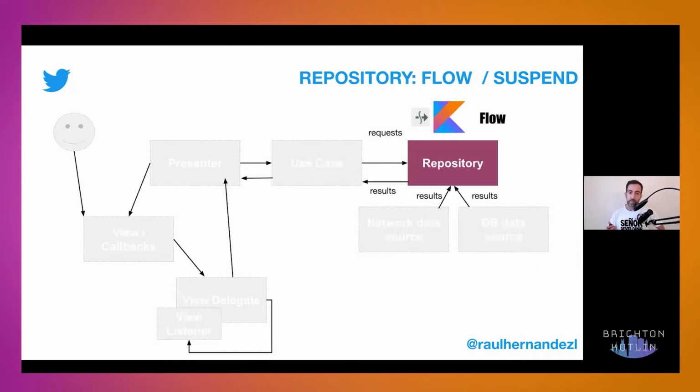Then the repository is emitting a flow that is also passing the results back to the next layer. For me, flow here is interesting because by using flow, I make sure that I can emit more than one value. On the other hand, a suspend function only returns one single operation, one particular value. And that's why the repository is going to be the one emitting different values for that.